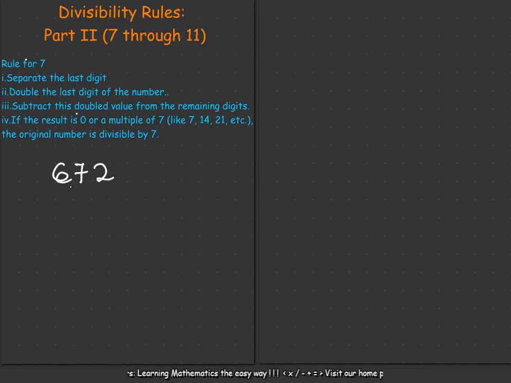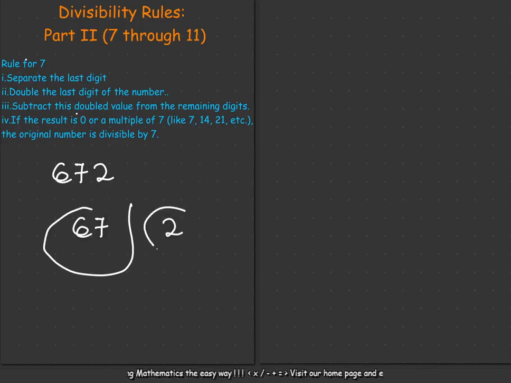672. So what this rule is saying is that we should separate the last digit. So that instead of 672, I'm going to rewrite it as 67 and then 2. You see, I've been able to separate, and then I have 2 digits now. Now, what it says is let's double the last digit of the number. In this case, this here is the last digit. We have separated it. So let's double it.